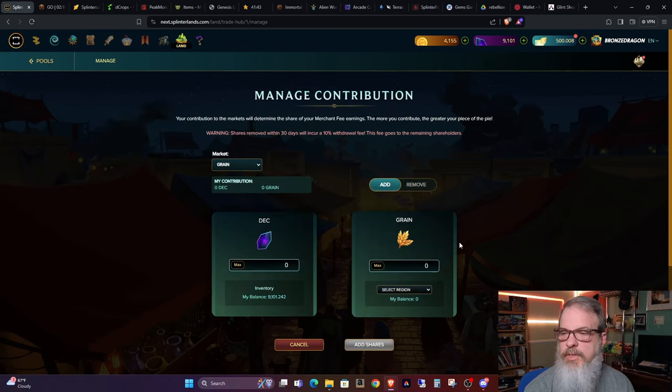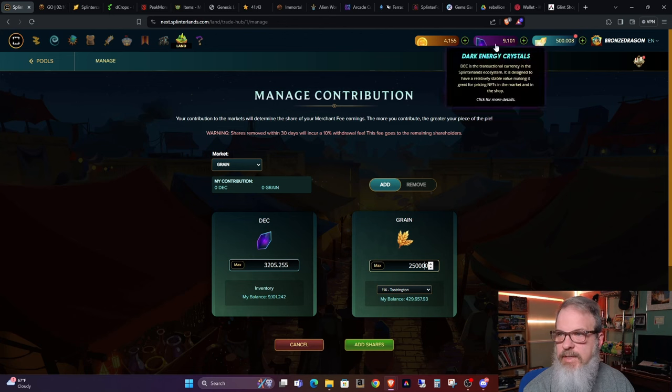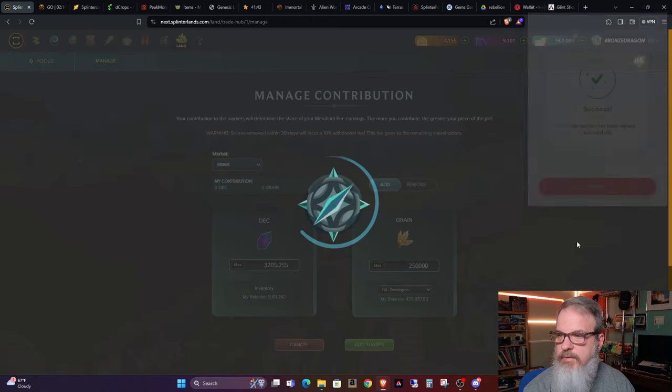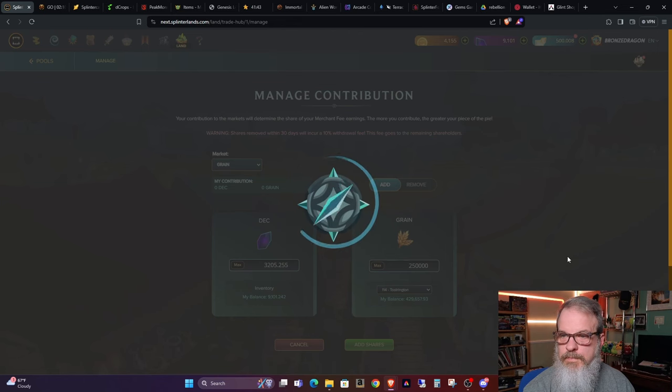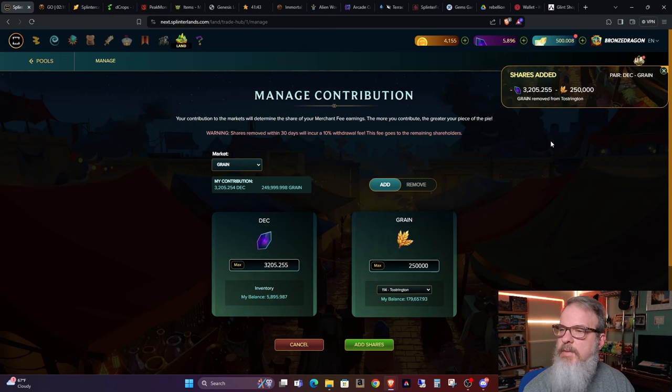So what we're going to do is add, and I'm going to add from my Tostrington 114 because I have some extra grain over there, 250,000 grain. You can see that the matching value of DEC was populated on the left, which I have enough to go ahead and do that. I'm going to add shares. Click confirm. And it shows that the grain and the DEC were removed from Tostrington.